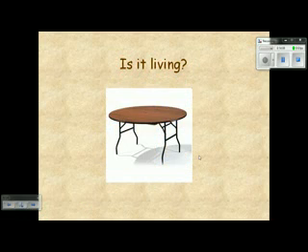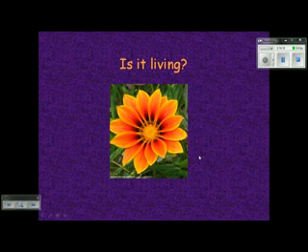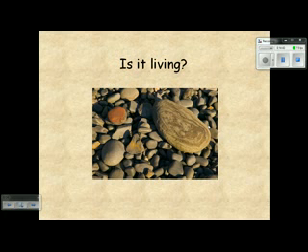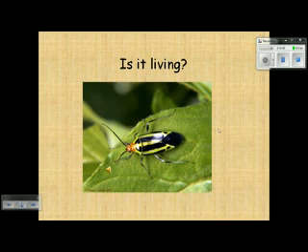Excellent. What about that desk? Is it living? No. The desk is non-living. It cannot eat, move or grow. What about this flower? Very good. Flowers are plants, so they are also living things. So let's see here. Is it living? What can you see? We have books here. A lot of books. So is it living or not living? No, it's not living. Very good. What about the rocks? Is it living? Excellent. No, it's not.